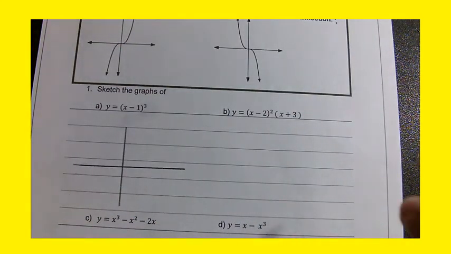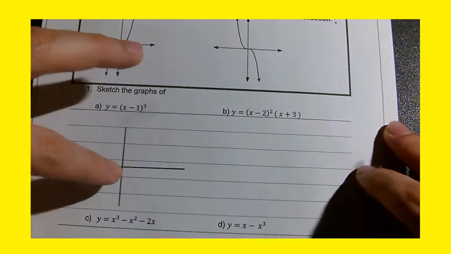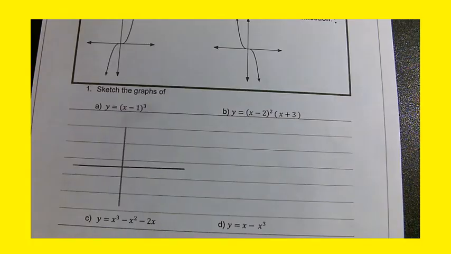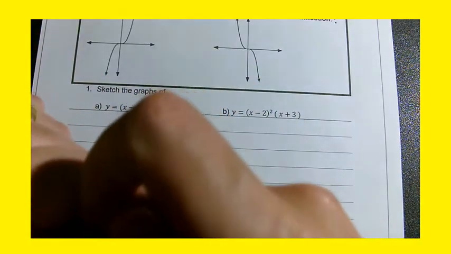Now, when you do your sketch, remember you do not need to write 1, 2, 3, 4, minus 1, 2, etc. on x or y. That's a plot. We just need the most important information and gather the rest from it. So the first one, x minus 1 cubed.